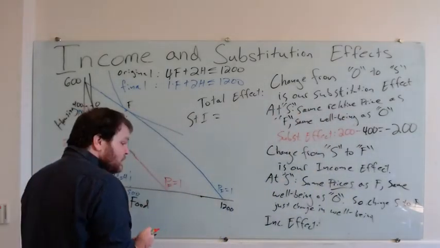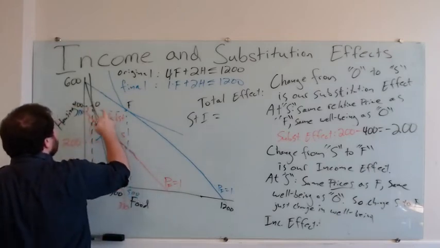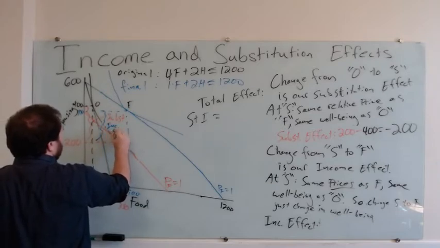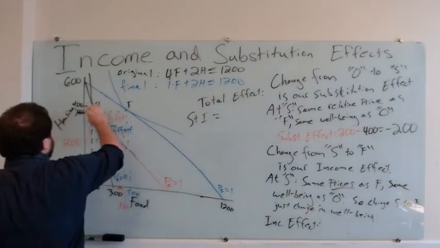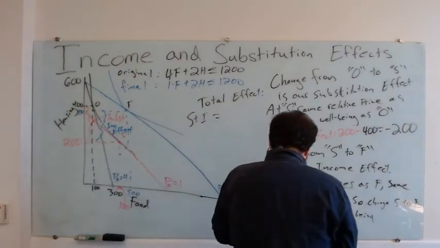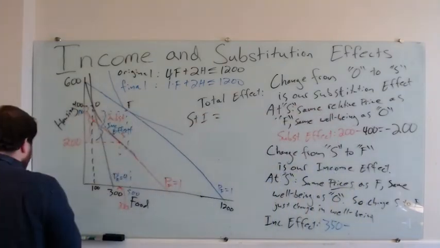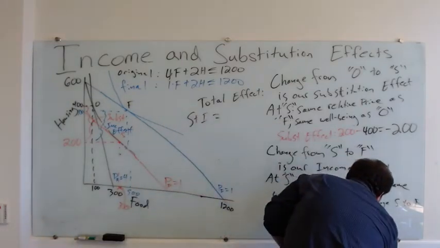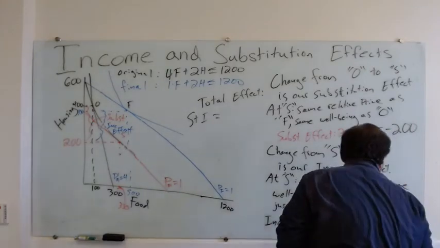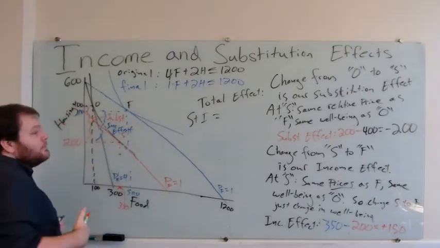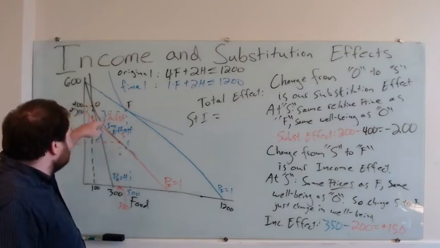So what's the income effect when it comes to our consumption of housing? Well, again, it's just going to be the change from S to F. So this change is going to be our income effect. And if we want to do it mathematically, it's going to be the amount of housing we consume at our final point, which is 350, minus the amount of housing that we consumed at our substitution point, which is 200. So what's that going to be? It's going to be positive 150. Getting richer caused us to buy 150 square feet more of housing than we would have if the relative price had changed, but we lost income until we were just as well off as we were at point O.